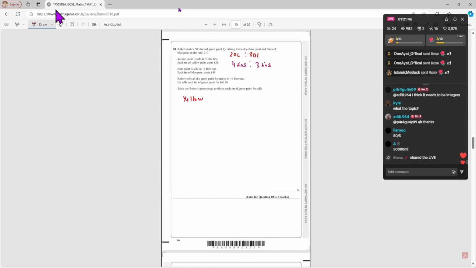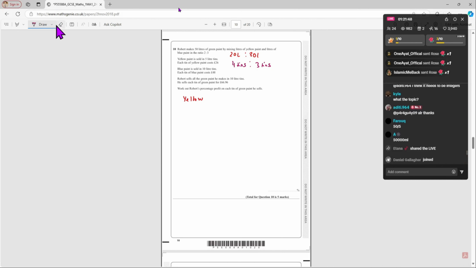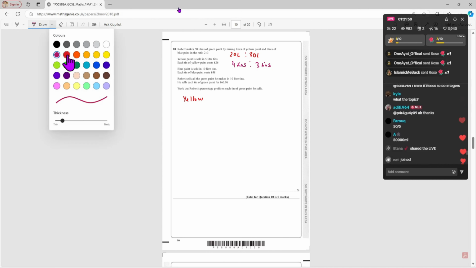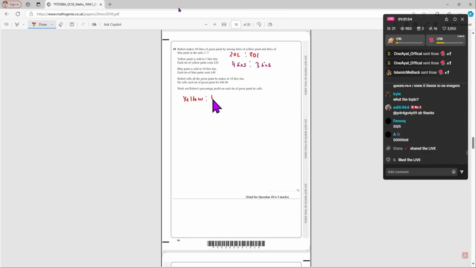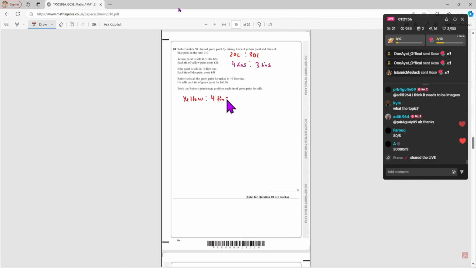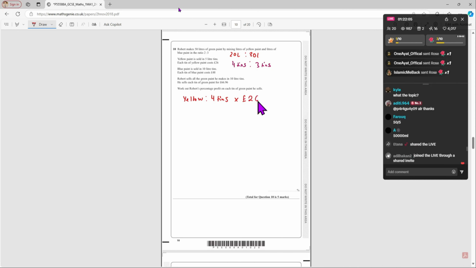Okay. Now we worked out how many tins he needs. Now we're going to work out how much it costs to buy those tins. So for the yellow, he needs 4 tins. So we're going to do 4 tins multiplied by 26. That is how much 1 tin costs. So 4 tins times 26 is equal to £104.